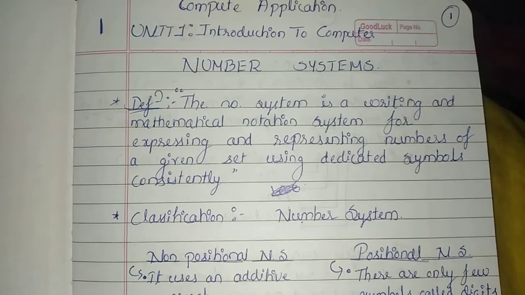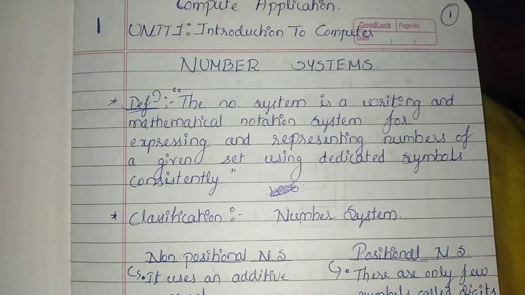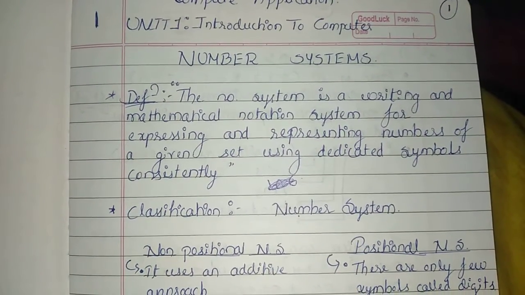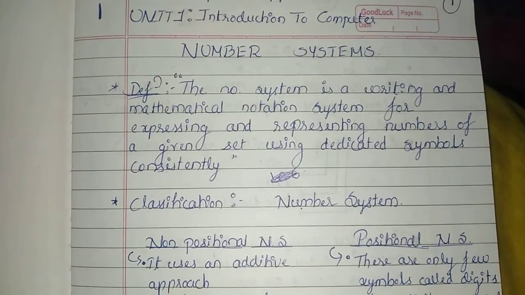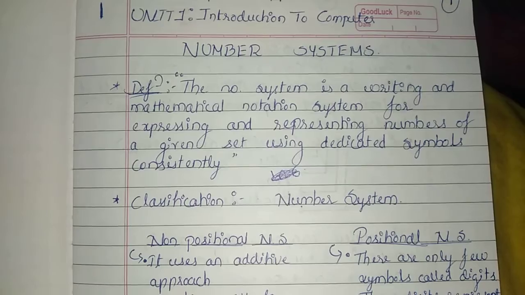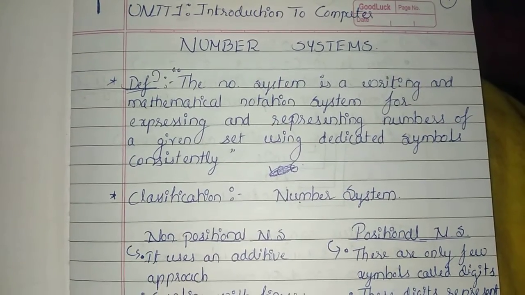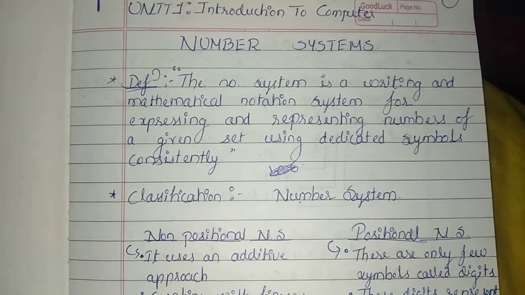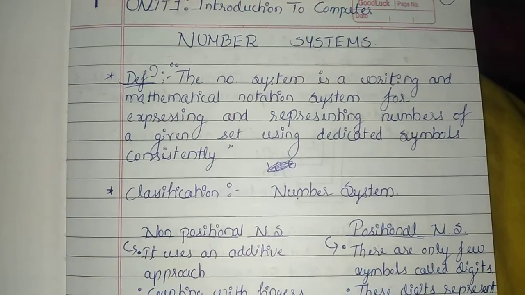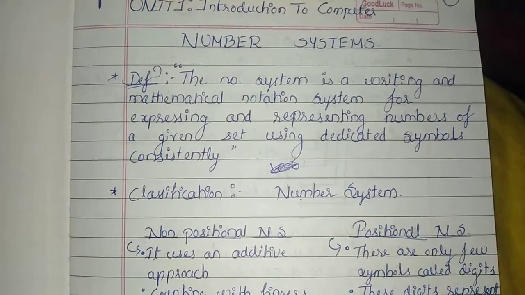First we'll see the definition of a number system. A number system is a writing and mathematical notation system for expressing and representing the numbers of a given set using dedicated symbols consistently. It means it is the way of writing the numbers of a given set using some dedicated symbols.